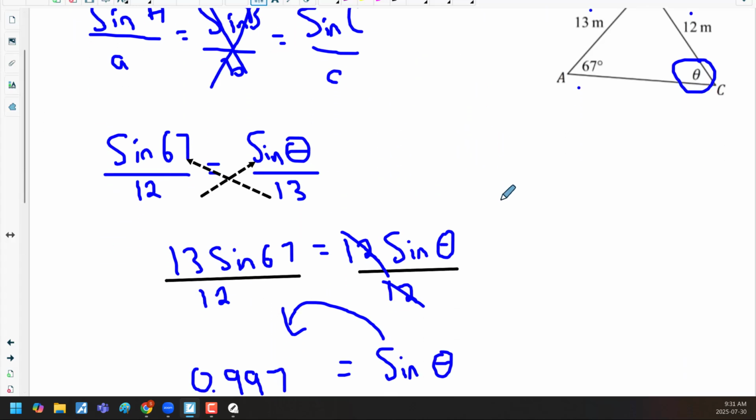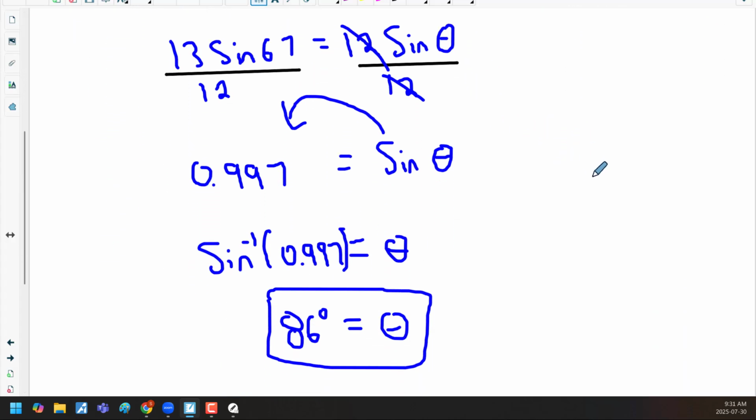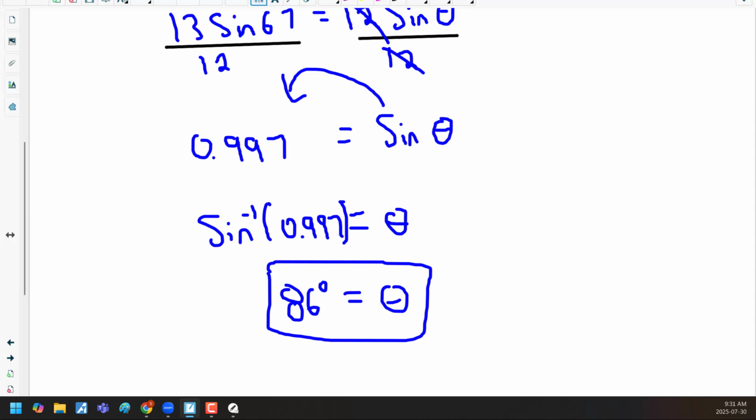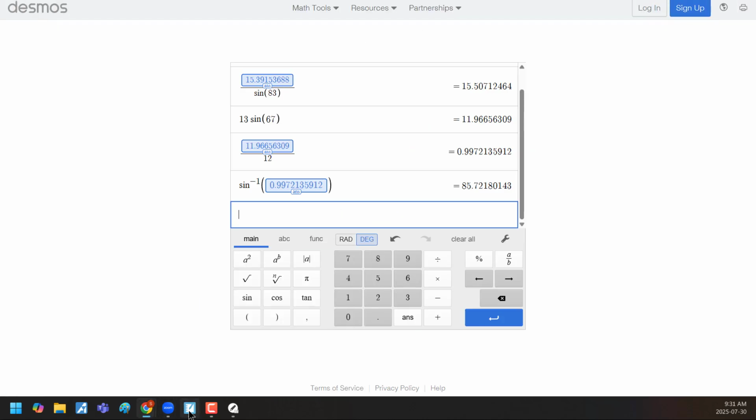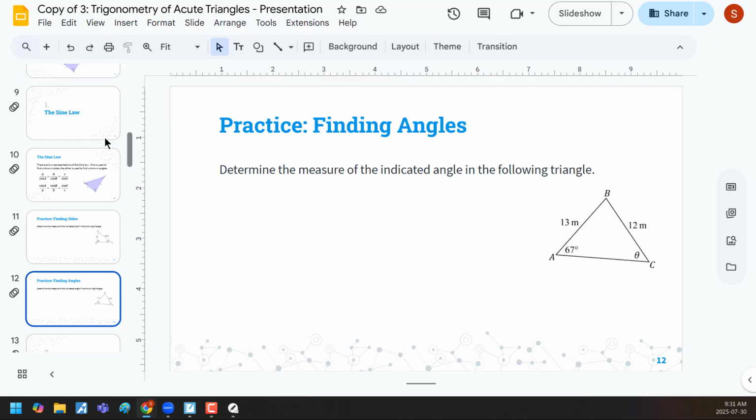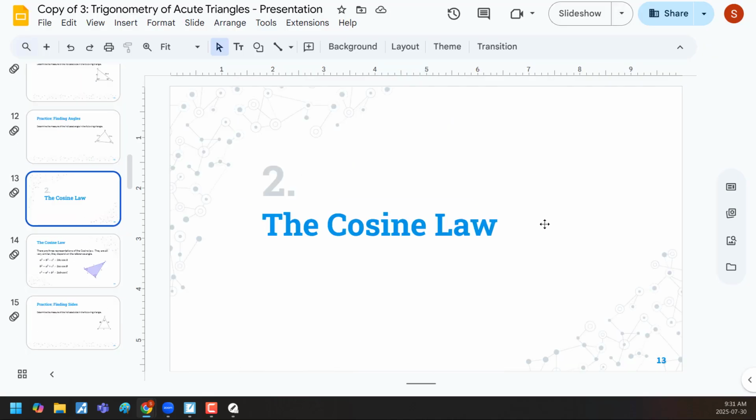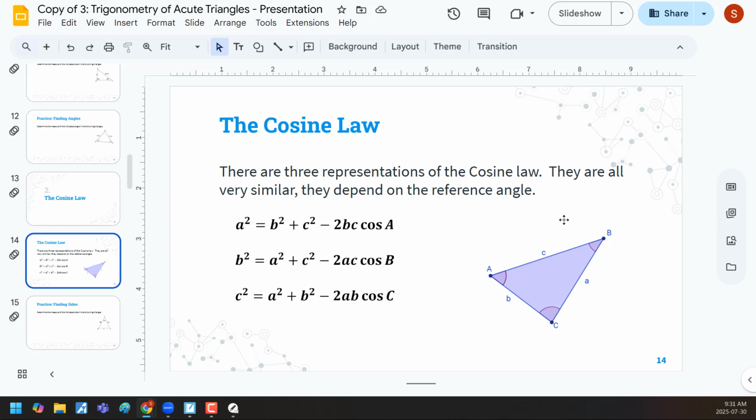Okay. So hopefully not too bad. Sine law is the easier one. And now we get to the cosine law.